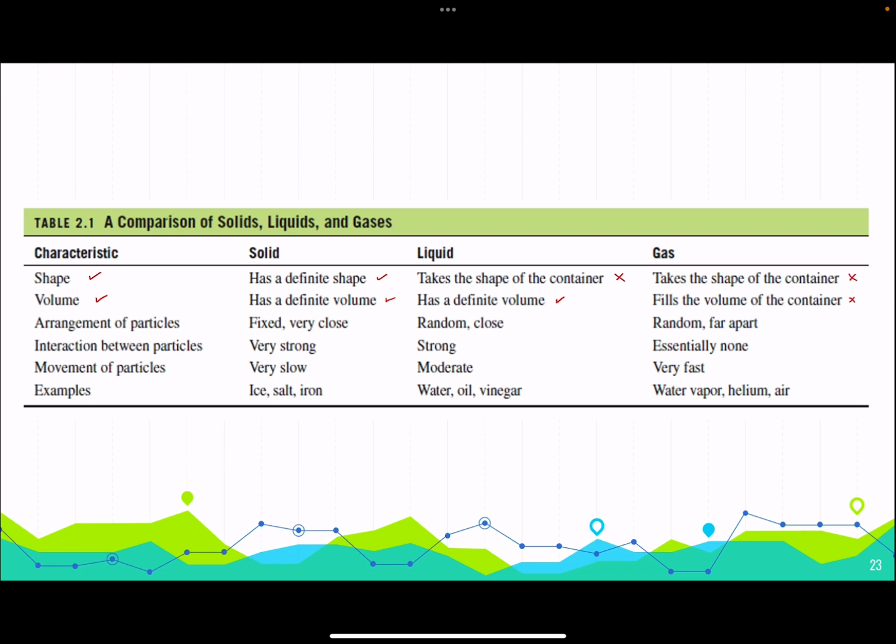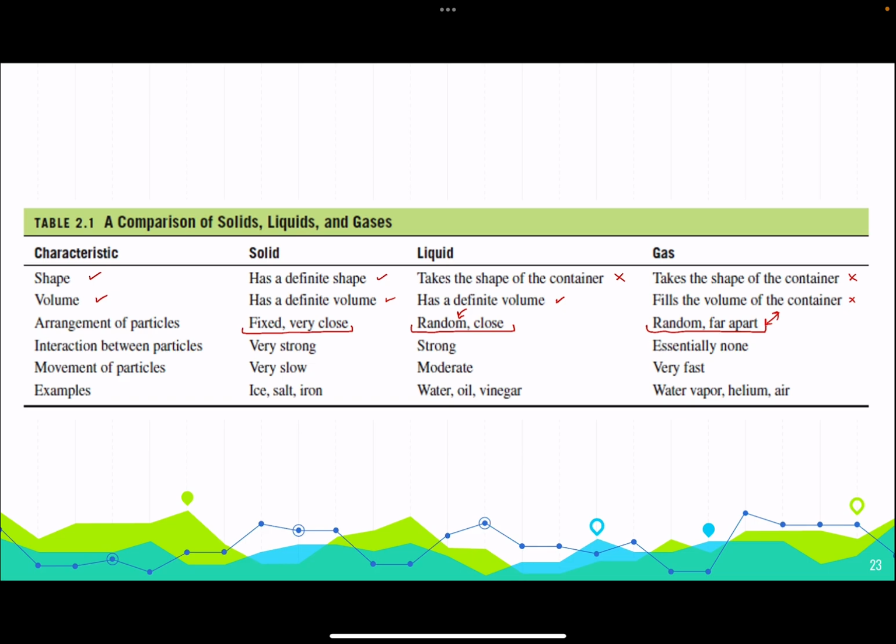What about the arrangement of particles? That is the last thing that I talked about on the other slide. When we have a solid, the particles are fixed because they're very close. When we have a liquid, they are close, but they can move around. Their arrangement is random. And in a gas, we have a random arrangement and they're very far apart. That's why they can take the shape and the volume of the container.